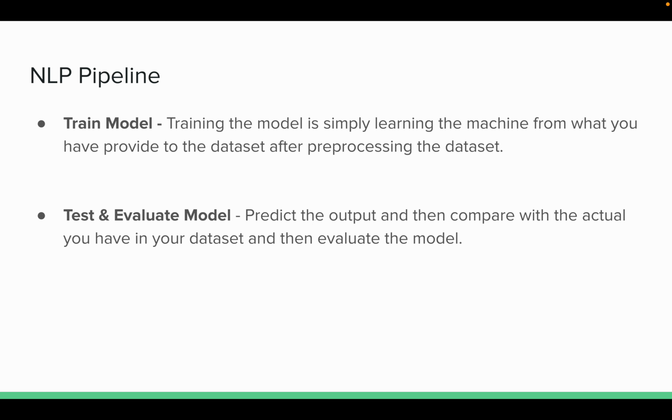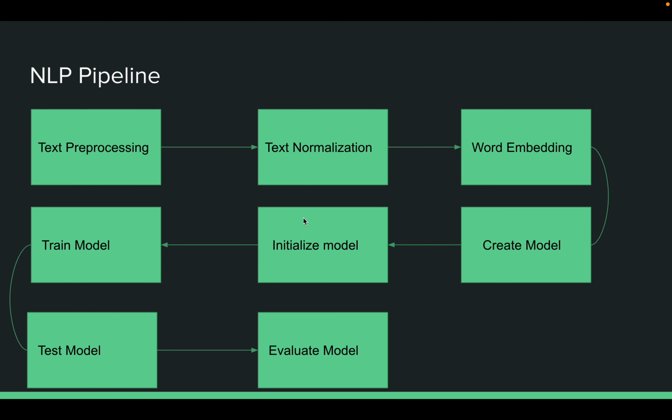It depends upon what type of model and what type of things you are building. I'm just giving you the idea of how it works and how you have to write the code. For every problem in natural language processing you have to follow this concept. First text pre-processing, then text normalization, then word embedding, then you create the model, initialize the model, train the model, test the model, and evaluate the model. Here you see how your model is performing on the unseen data set. You see the accuracy and the loss, and then you do some parameter tuning.